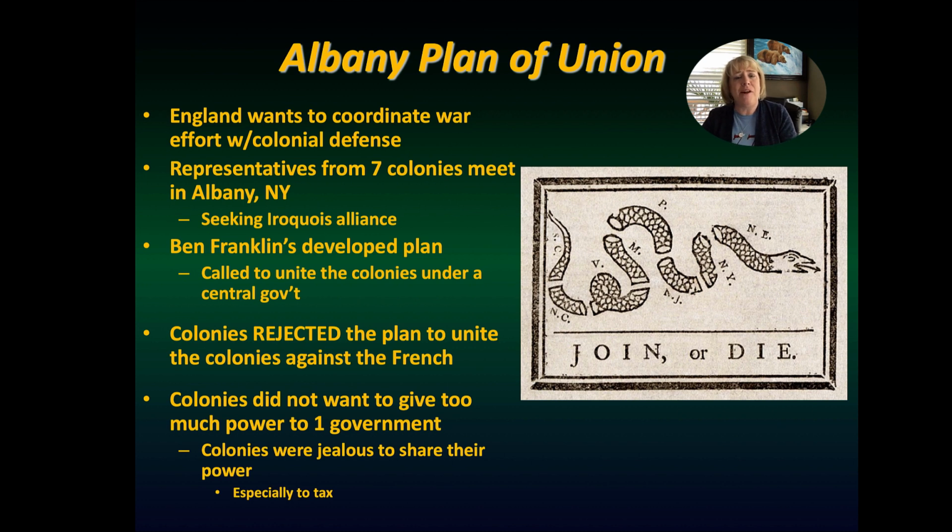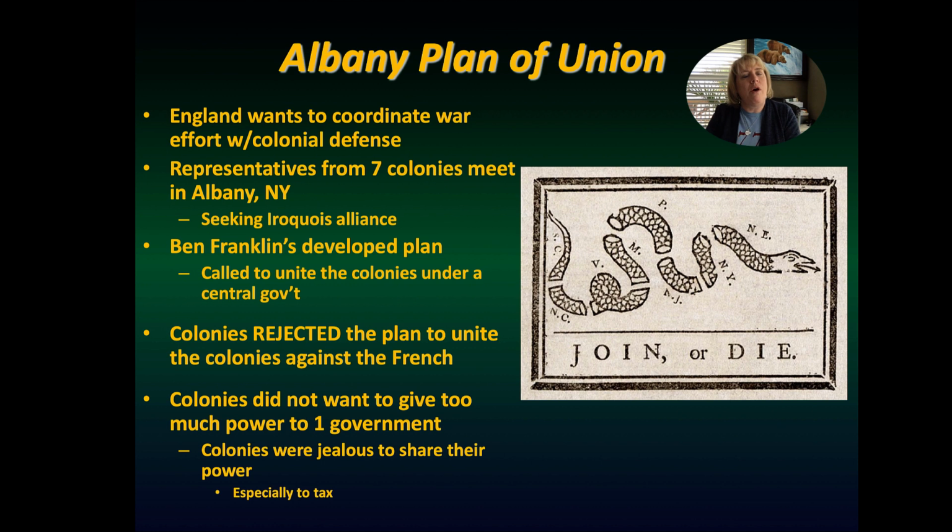Ben Franklin is going to take another plan in with him. He developed a plan that would unite the colonies, all 13 of them, under a central government. The idea was this central government would work with the English government and coordinate defense of the colonies, but they would do that by creating a government that would collect taxes from all 13 colonies to fund a colonial militia. Well, all the other colonies are absolutely going to reject this because, quite honestly, they collect their own tax dollars and they don't want their tax dollars to go to another colony.